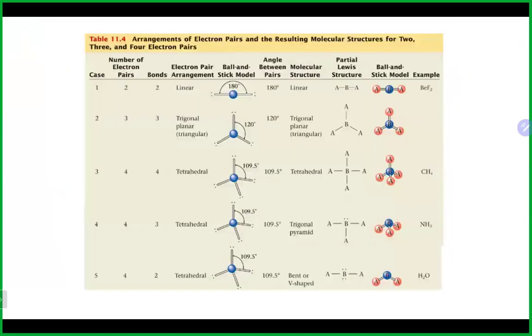Here's a couple of tables from your book that goes over the geometries. You are going to be responsible for both the electron pair geometry name and the molecular geometry name. And also they do want you to know the bond angles. So you will be responsible for the bond angles as well.